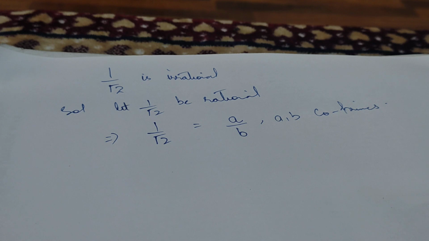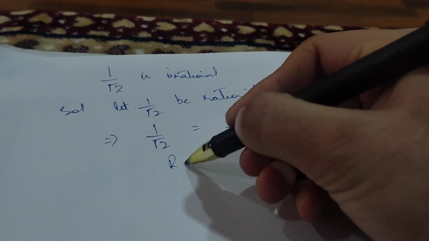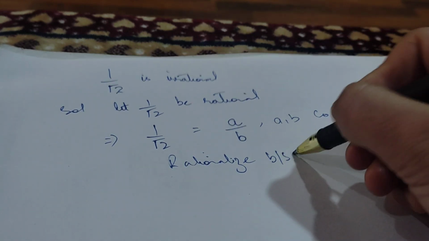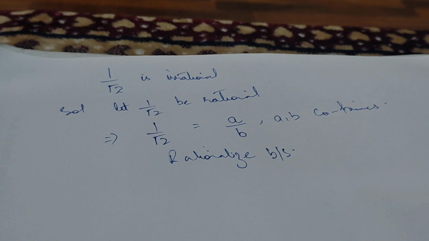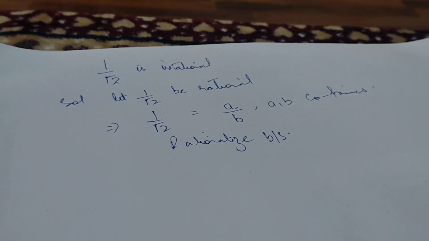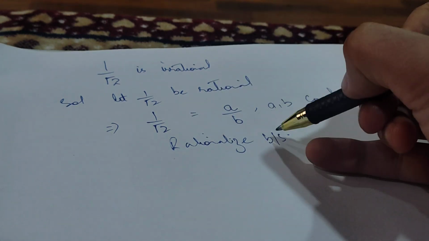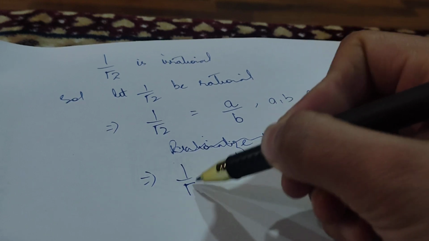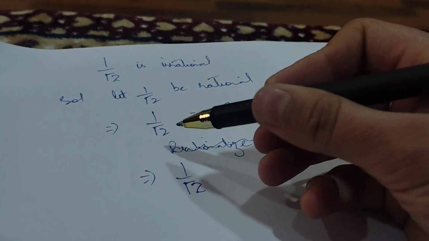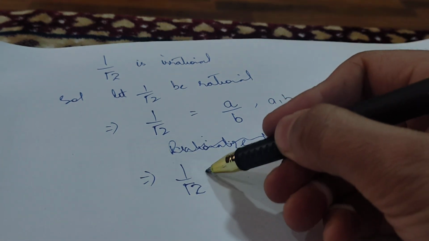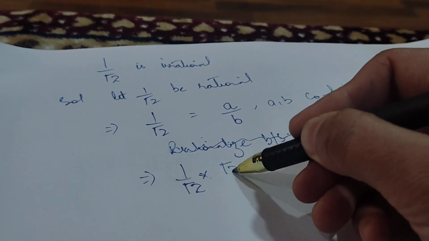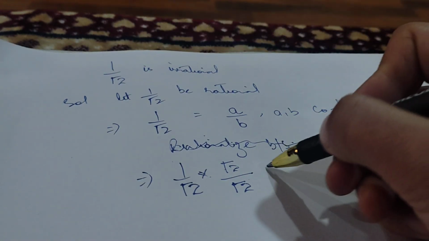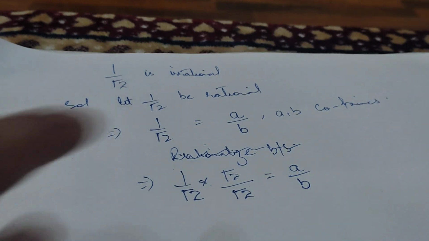Now after this, we'll go through the rationalization method. We will rationalize this very thing, 1 by under root 2. When we rationalize it, simply we have to multiply and divide by under root 2, and from this side we'll be having a by b. Okay, you know why we do this?